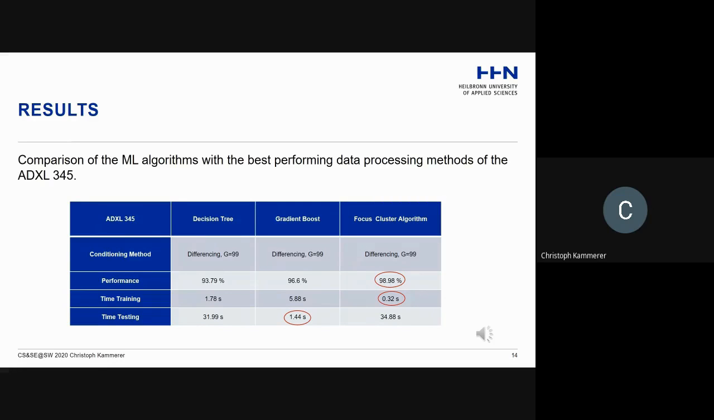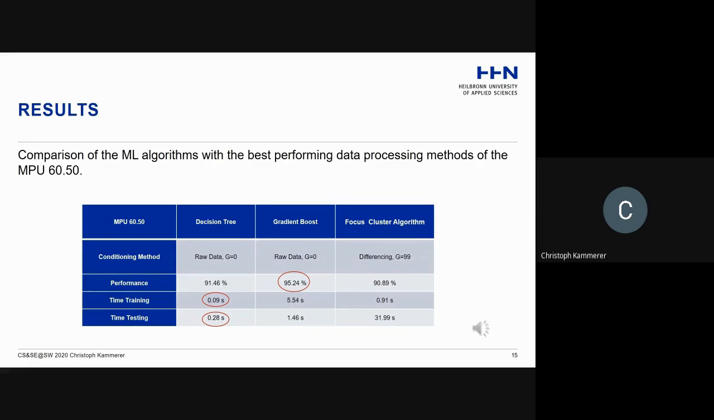Here is the comparison of the three machine learning algorithms with the best performing conditioning method for the ADXL345 accelerometer. The columns show the three algorithms and the best conditioning method for each algorithm. The rows show the performance and the time needed for training and testing. The highest performance has the focus cluster algorithm with differenced and averaged data at 98.98%. The fastest training time has also the focus cluster algorithm with only 0.32 seconds. The fastest testing time has the gradient boost with differenced data and average data at only 1.44 seconds.